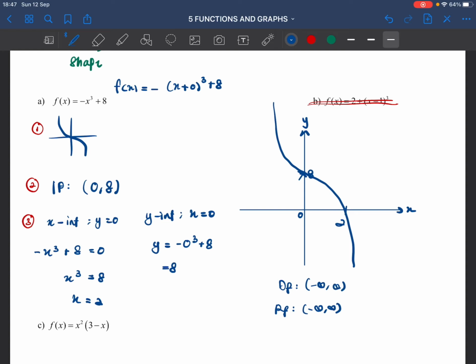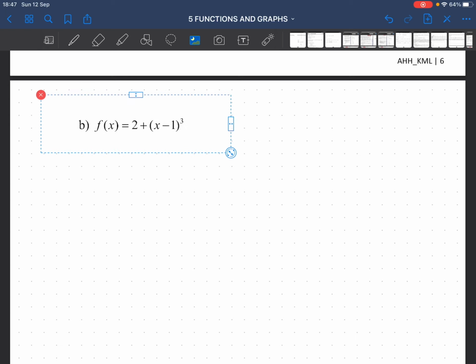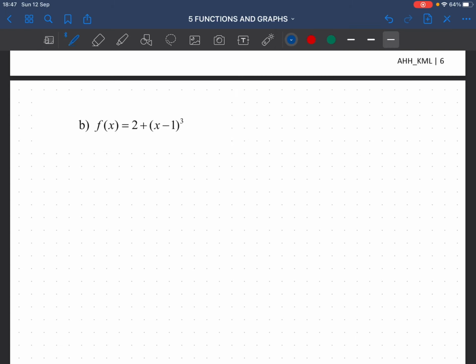Let's look at the second question. We have f(x) equals 2 plus (x minus 1) cubed. So the first thing you have to decide is the shape. For any function, the first thing you have to decide is the shape. The shape here is plus. In front of the cube is plus, which is positive. So the graph must start from the right.